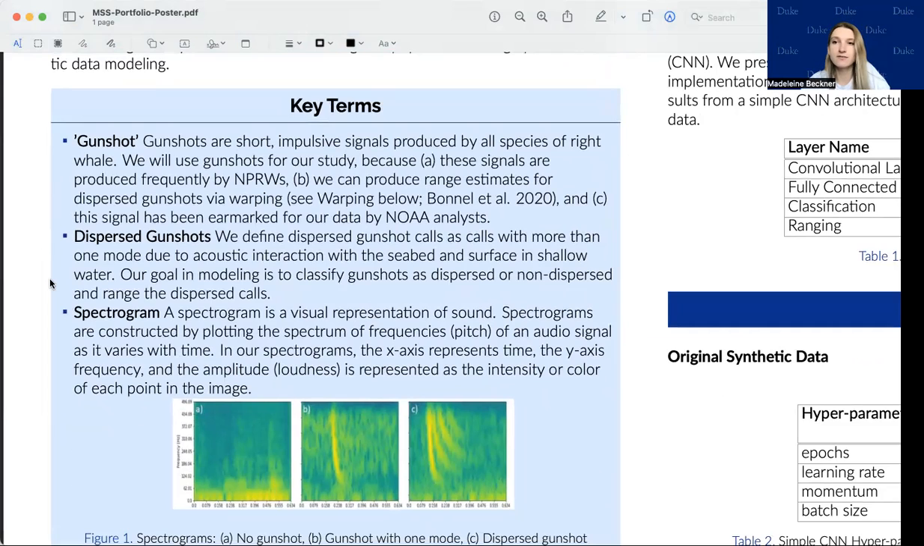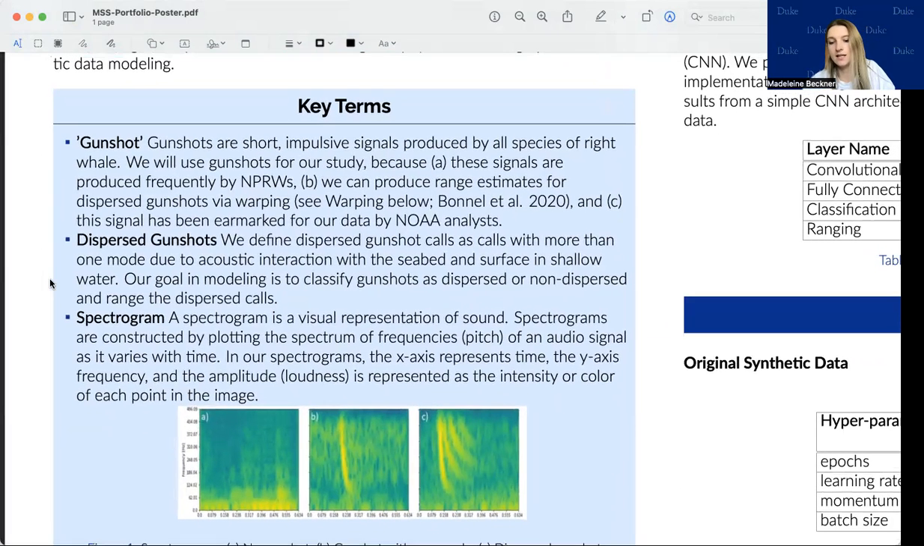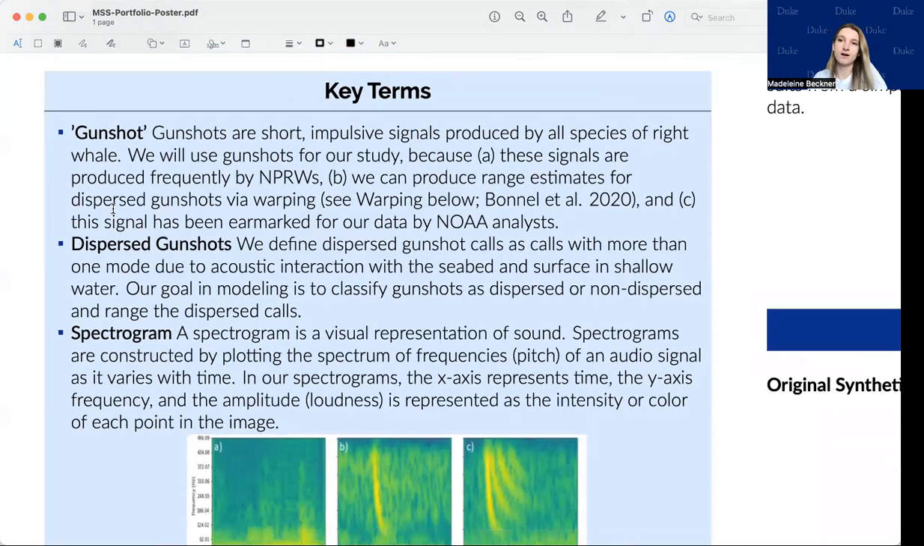So some key terms. This project has a fair amount of background knowledge in ecology, physics, signal processing, and more. These key terms might help in better understanding our goal in this project, as well as the challenges we faced. First off, what kinds of whale calls are we talking about? Gunshot calls are short impulsive signals produced by all species of right whale. We are going to be using gunshots for our study for a few reasons. One being that these signals are produced frequently by North Pacific right whales. Additionally, these signals have been earmarked for our data by NOAA analysts, so we have binomial presence data in 3-minute bins. And lastly, gunshots possess a quality that allows us to produce range estimates for them.